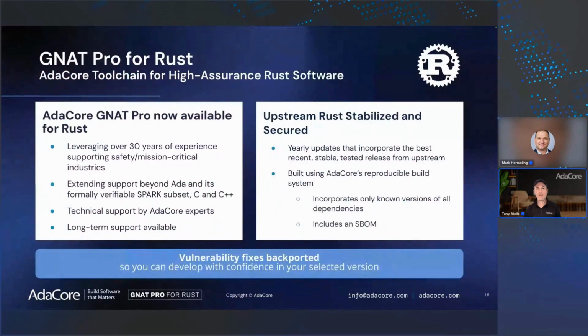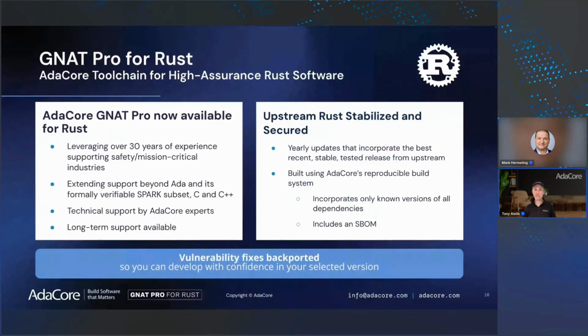Next slide, please. Thanks. So GNAT for Rust is AdaCore's toolchain for high-assurance Rust software. In essence, what we're doing is taking everything you love about all of AdaCore's existing toolchains and bringing those capabilities to Rust. So we're leveraging our 30 years of experience supporting safety and mission-critical industries, building high-assurance toolchains for Ada, C, C++, and adding Rust into the mix.